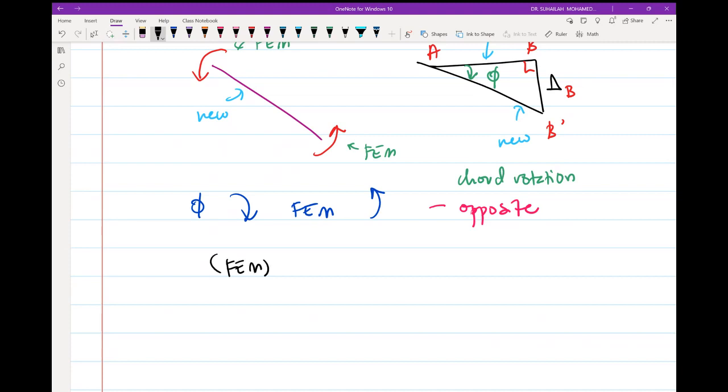FEM, okay, it is member AB, and this is equal to FEM BA. And this is actually producing negative FEM. So we put negative. Okay, and the formula is 6EIΔ over L squared. So this is the formula.